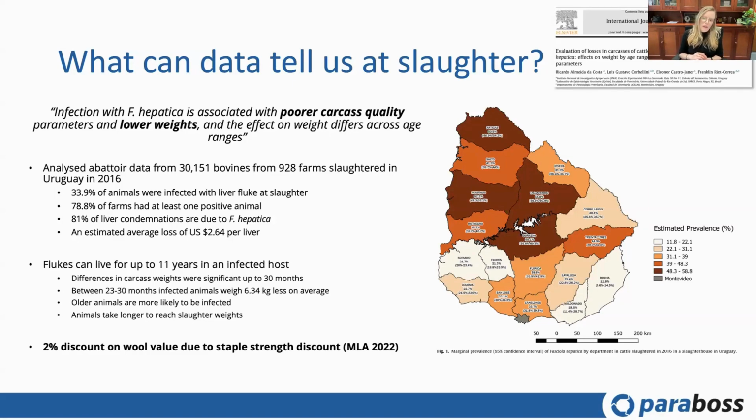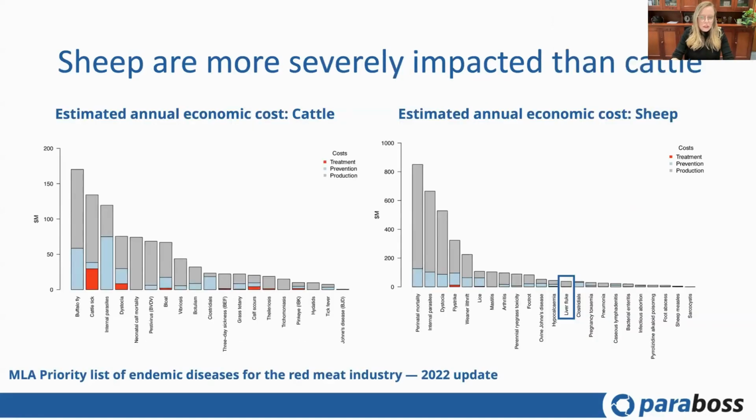One other aspect that can be considered as well is that because they're putting on weight more slowly, they're potentially taking longer to reach slaughter weight, but also there are associated impacts with time to first estrus and production impacts, such as what we can see from the MLA report that was released in 2022, a 2% discount on wool value because of the impacts on staple strength.